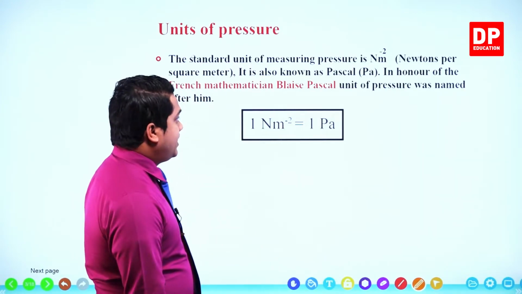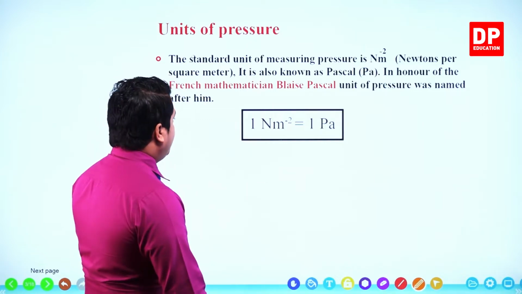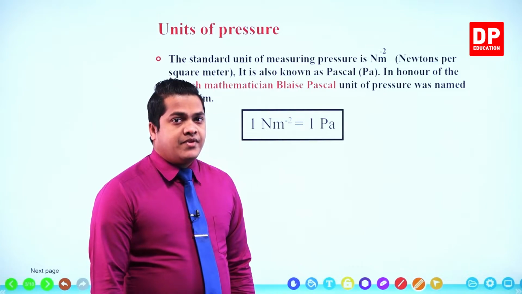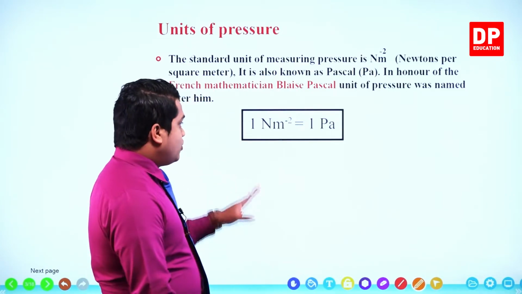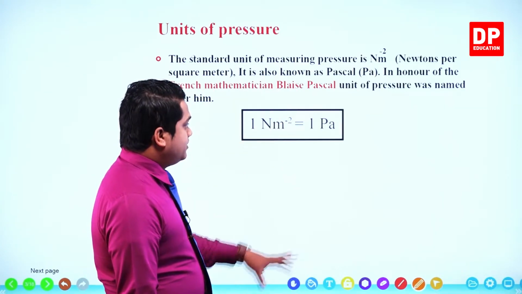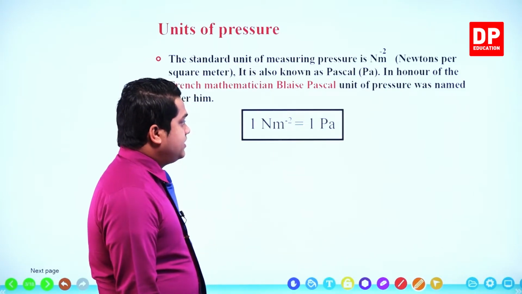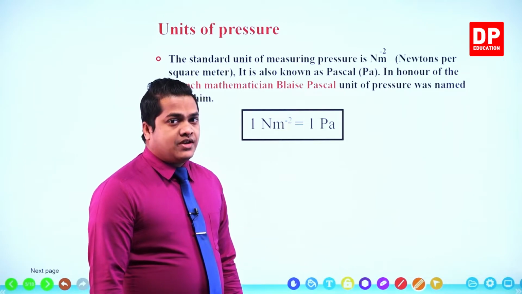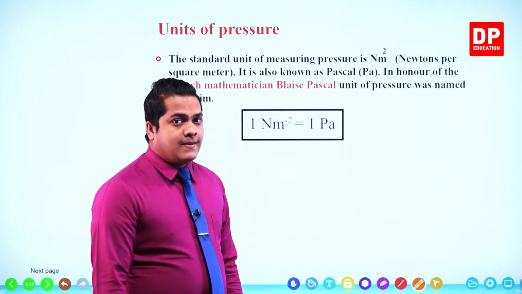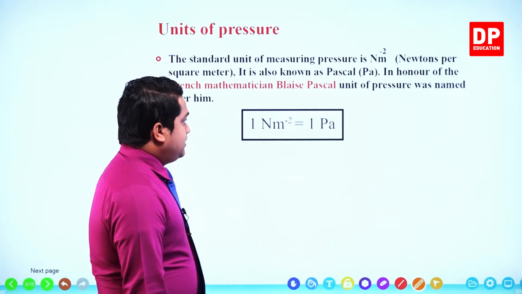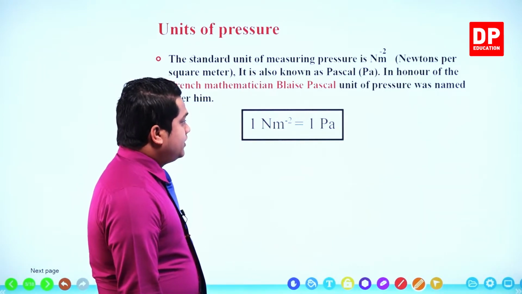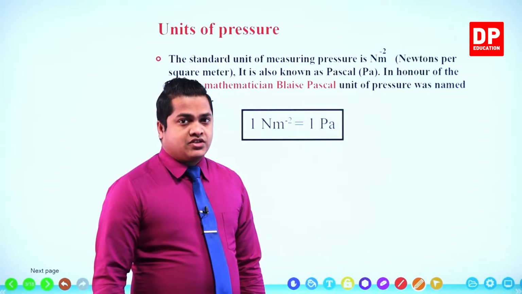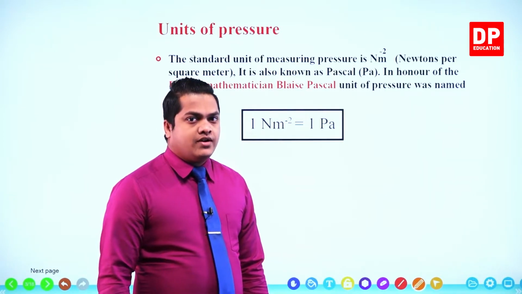So here it is given that the unit of pressure was named after him to honor him. So 1 newton per square meter can be given as 1 Pascal. Earlier also I told you that when I was developing the units, 1 newton per square meter is always equal to 1 Pascal.